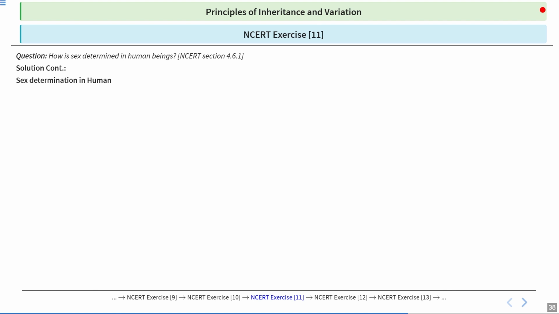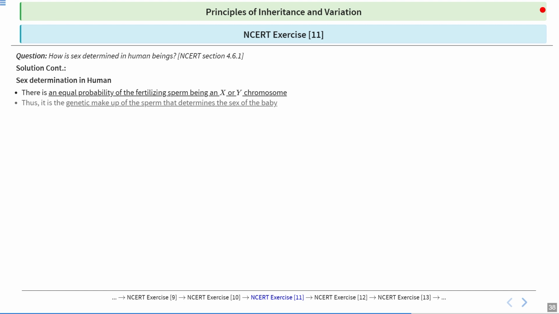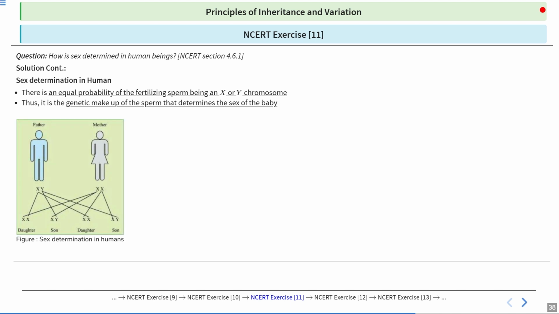Now, there is an equal probability of fertilizing sperm with an X or the Y chromosome. There is a 50% probability that the sperm carrying X chromosome will fuse with the egg and the sperm carrying Y chromosome will fuse with the egg. Clear? Thus, it is the genetic makeup of the sperm that determines the sex of the baby. It is the sperm of the male, the type of sperm, that determines the sex of the baby. So in this image, you can see the sex determination system in humans.